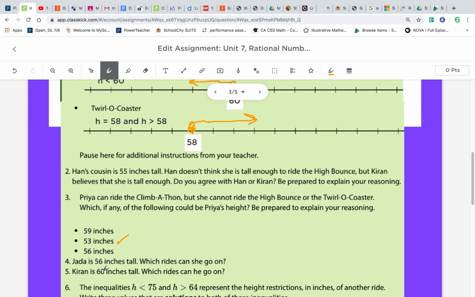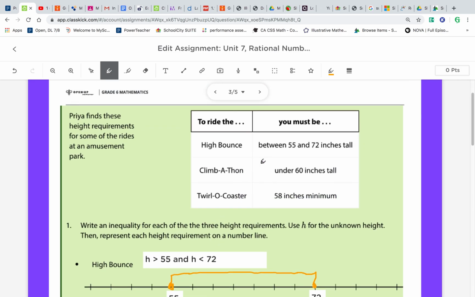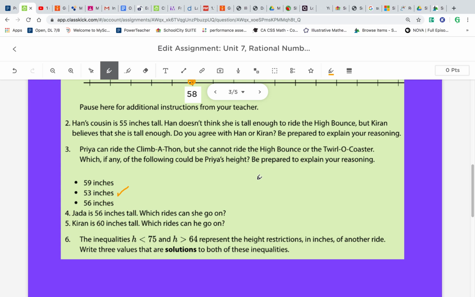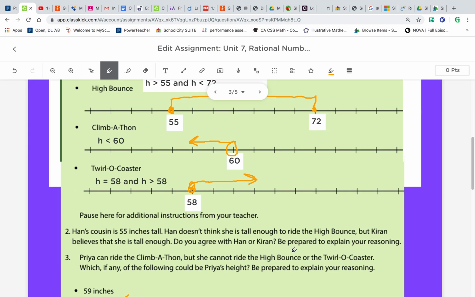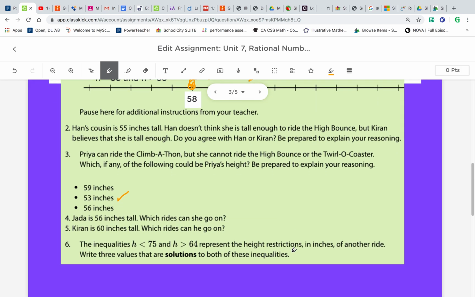And Kieran is 60 inches tall. Which rides can he go on? 60 inches tall. So between 55 and 72, yes, he can do the high bounce. Under 60 inches tall? Well, remember, he is exactly 60 inches tall, which means he's not under 60 inches tall. He cannot do the Climathon. 58 inches minimum? Well, if he's 60 inches tall, he meets that, so he can do the twirl coaster.